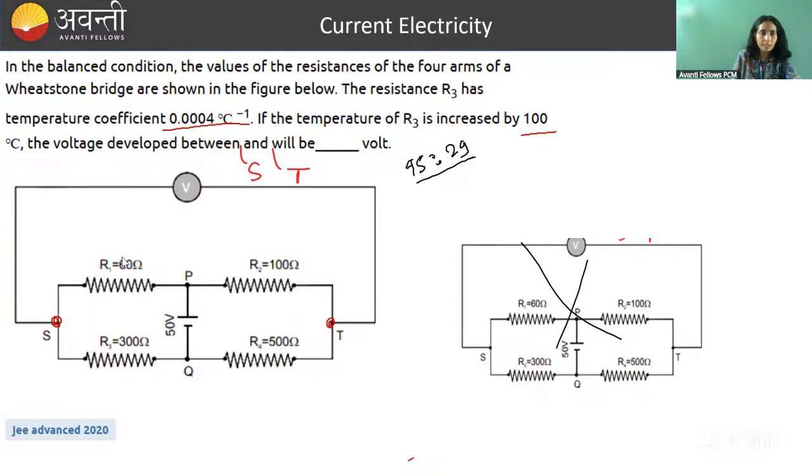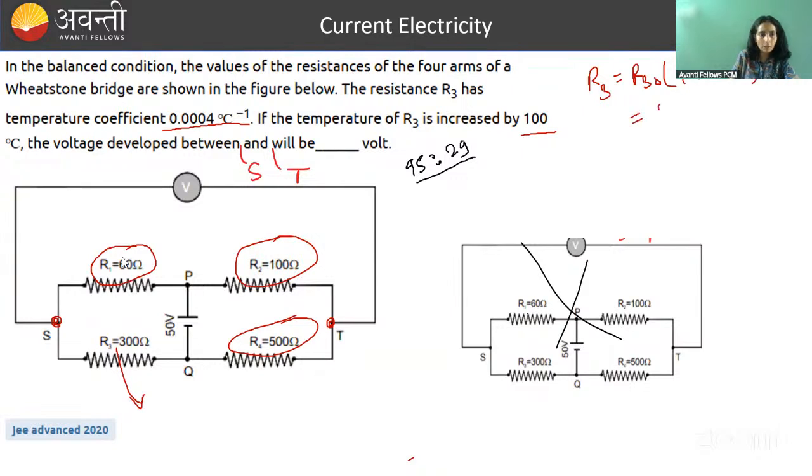So initially R1 is 60 ohm, R2 is 100 ohm, R4 is 500 ohm, and R3 is 300 ohm. R1, R2, R4 are not going to get affected. Temperature dependence दिया नहीं है. R3 will get affected. And for R3, if you write the new resistance after temperature has increased by 100 degree, तो क्या हो जाएगा? R3 का value R3 naught (1 plus alpha delta T) you will be writing.